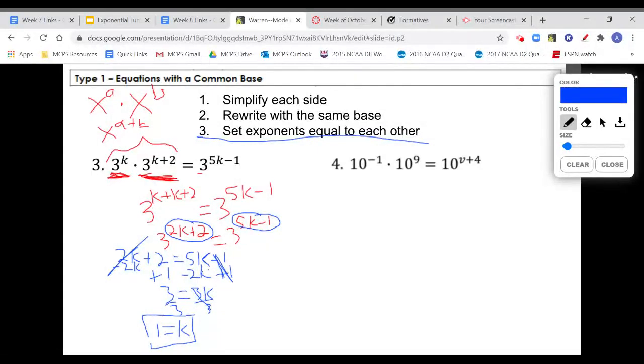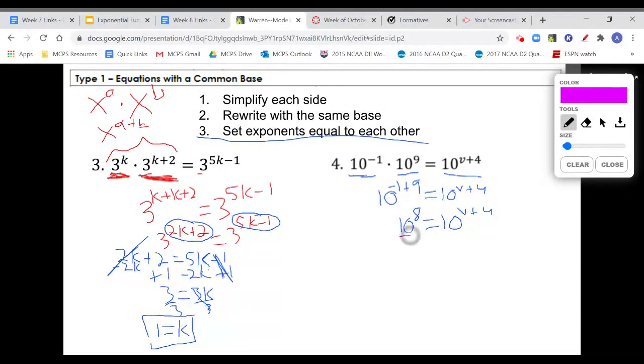I'm going to do the same thing with equation number 4. Again, you'll notice that I have 2 expressions on the left side. I only have 1 expression on the right side, so the right side will stay as is. But on the left side, I'm going to have to add those exponents and keep the shared base. So it becomes 10 to the negative 1 plus 9. Negative 1 plus 9, I'm just adding 2 numbers there, so I can simplify that even further, and that would give me 10 to the 8 is equal to 10 to the v plus 4.